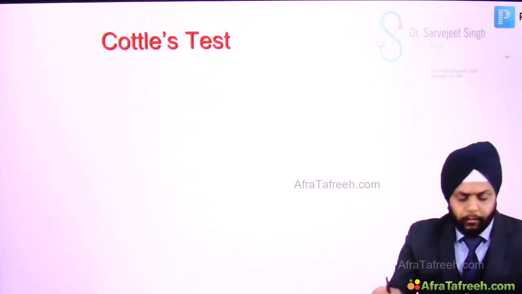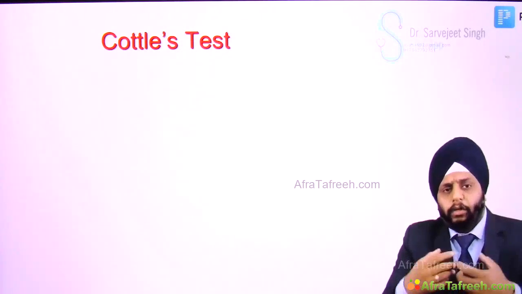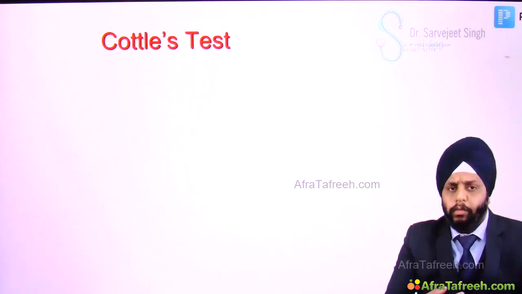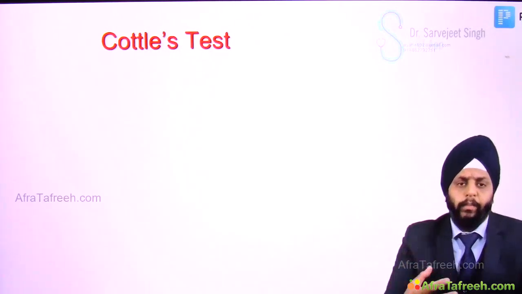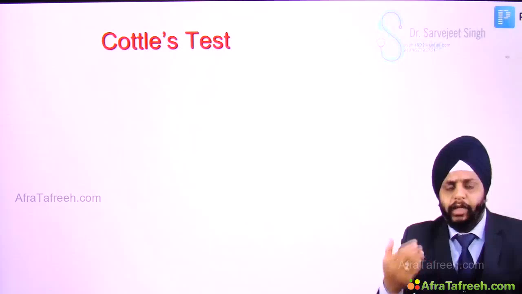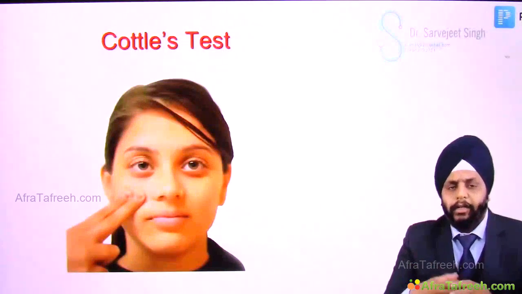Okay. Now, to check for obstruction, what is the cause for this obstruction? We can do a lot of tests. So what tests can we do? Number one is Cottle's test. Remember, we have discussed Cottle's test earlier also. This is a test to check the nasal wall collapse, okay? The internal nasal wall collapse.